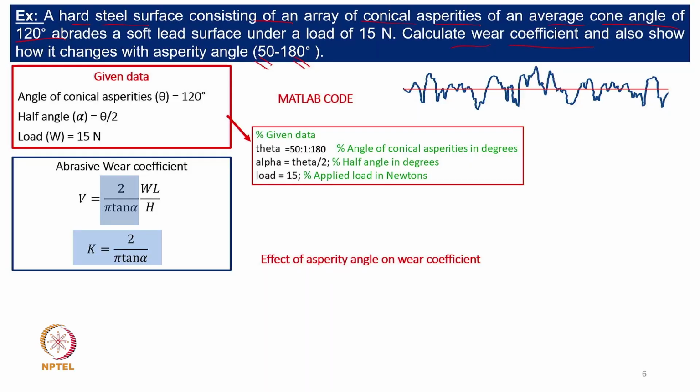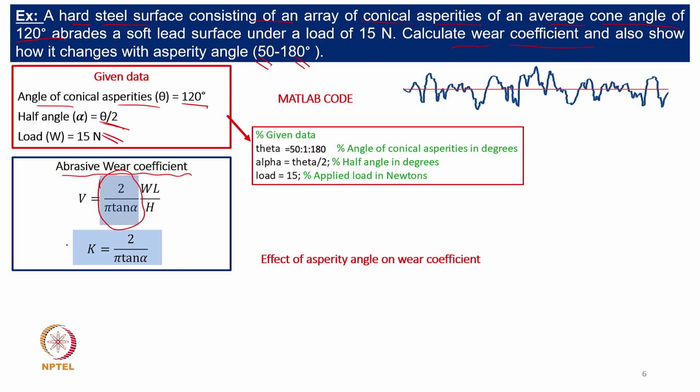So if I try to solve this problem, the conical asperity angle has been given as 120 degrees, so the half angle, which is what we really require, alpha is 60 degrees, and the applied load is 15 Newton. The wear coefficient, not from the Archard equation but from the Rabinowicz equation, is generally given in terms of 2 by pi tan alpha. So this is the constant k.